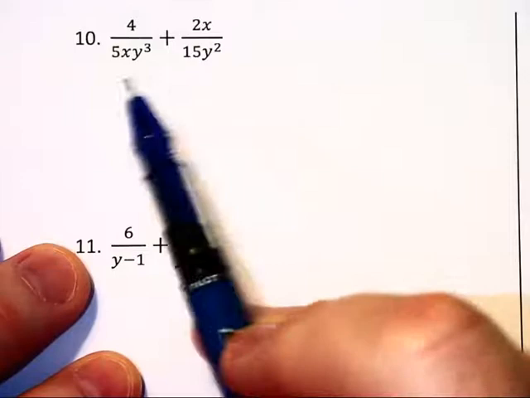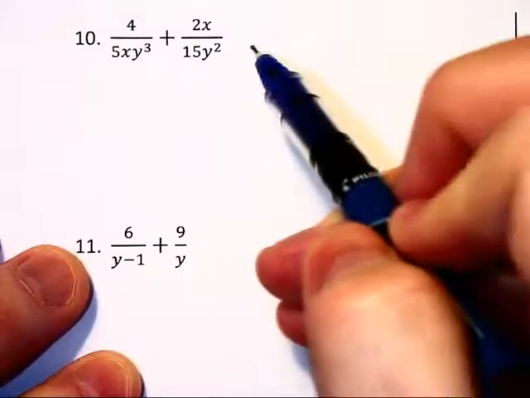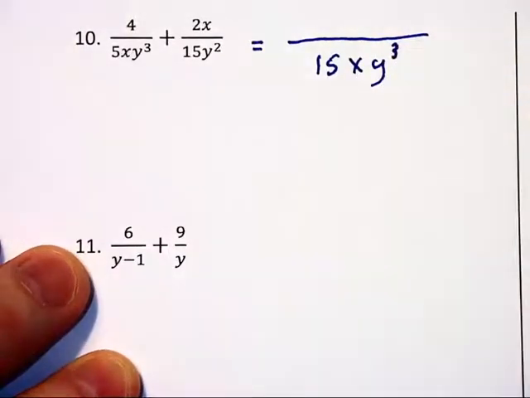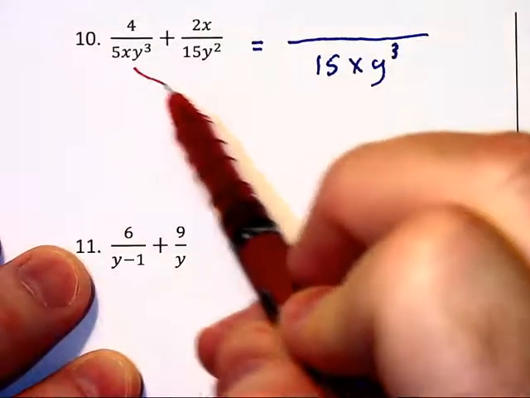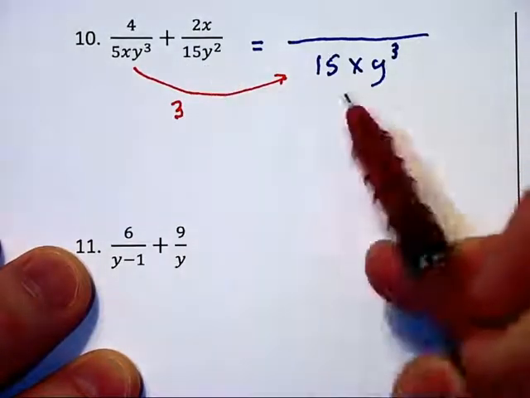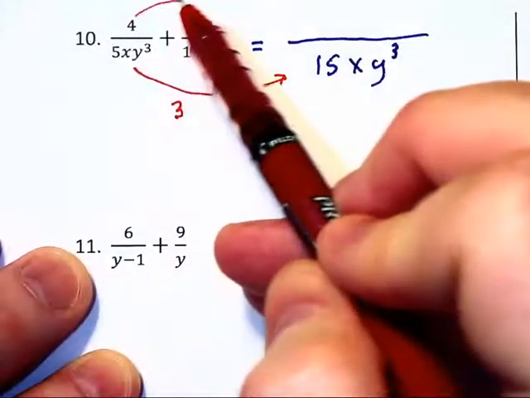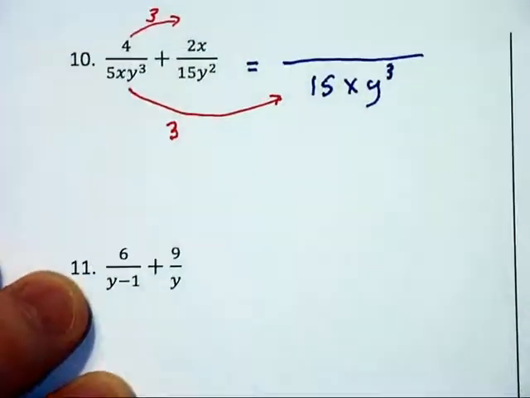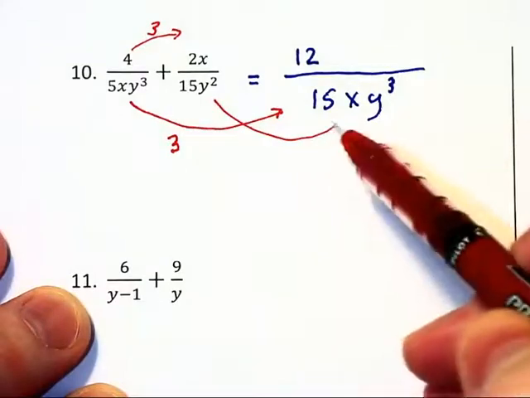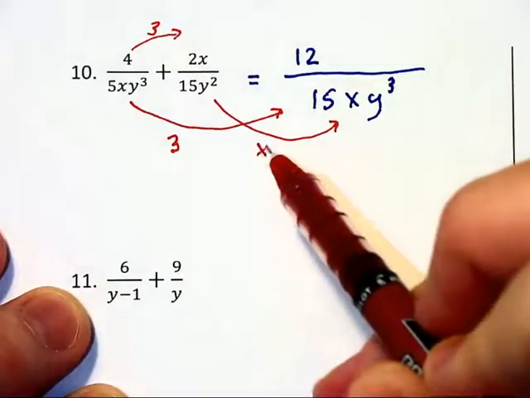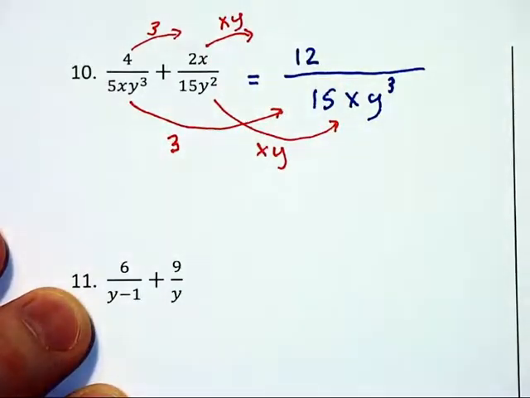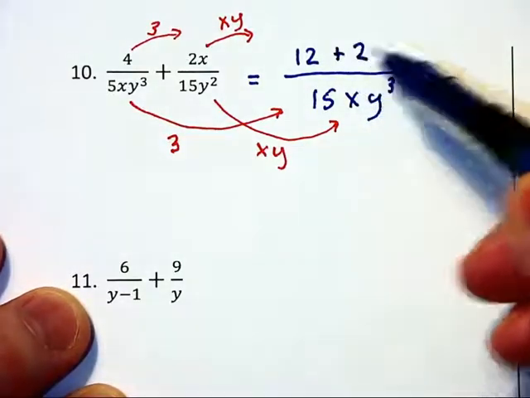Now on number 10, let's find the least common multiple between these two denominators, and that will be 15xy to the third. And in order to do our addition, we need to see how our denominators have changed. To go from 5 to 15, we've multiplied by 3. We already had the x, we already had the y to the third. So our 4 up above is going to get multiplied by 3 also, and this will become 12. Our second expression, going from 15 to 15, no change in the coefficient. It looks like we've multiplied by an x and a y.